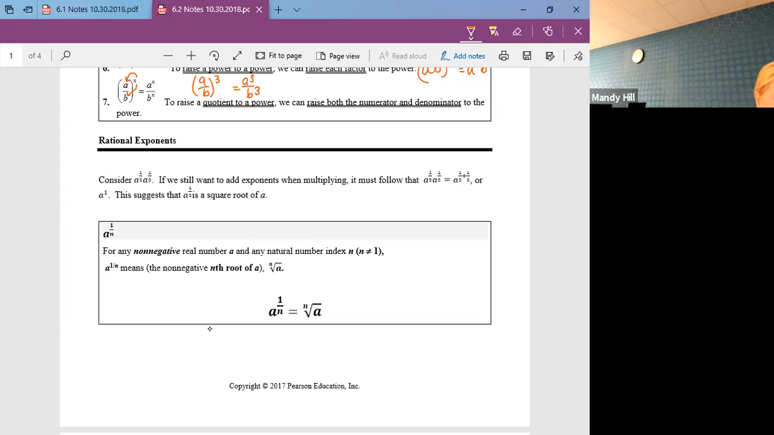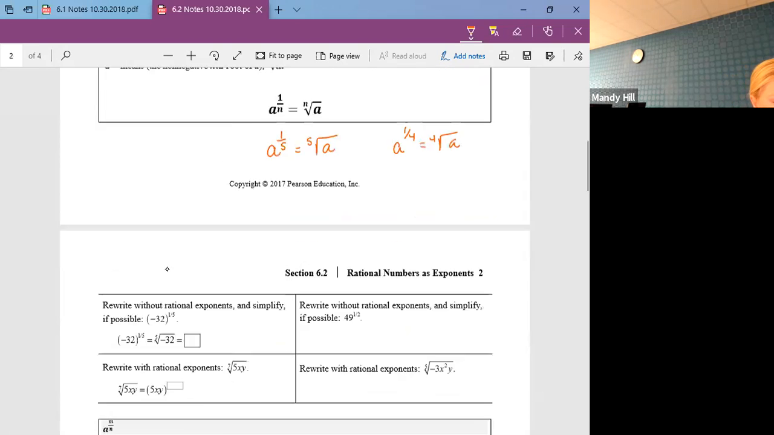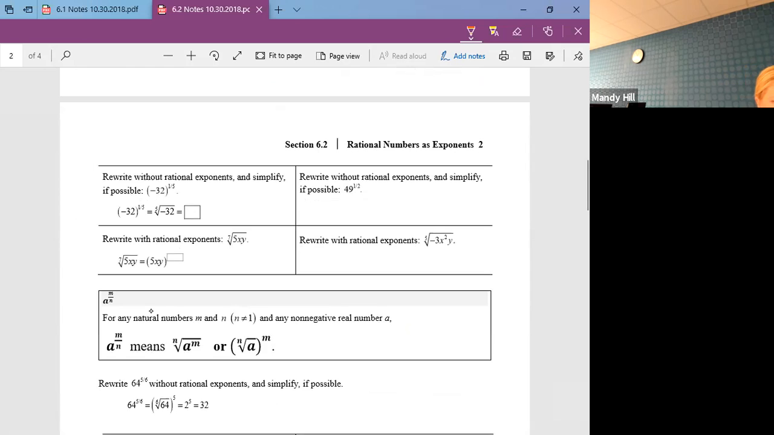Okay, so let me give you an example of this. If I wrote a to the 1/5, then this is another way to write that. That 5 would come up here as the index, and it would be a underneath the root. Okay, if I say a to the 1/4, then this is going to be the 4th root of a.